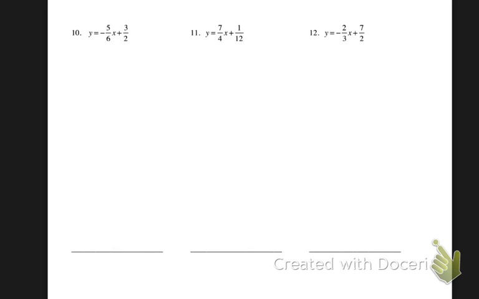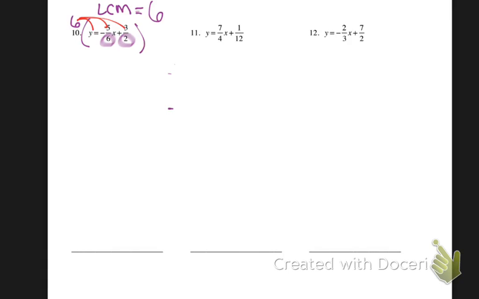Number 10. We are back to an example where we have two denominators and they are different. So we need to find the least common multiple between 6 and 2. The least common multiple is 6. So remember, the number that you pick cannot be smaller than those two numbers. 6 times 1 is 6, 2 times 3 is 6. So this is the least common multiple, which means we're going to multiply everything by 6.